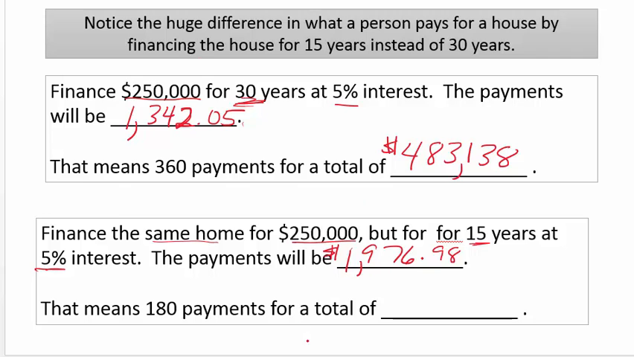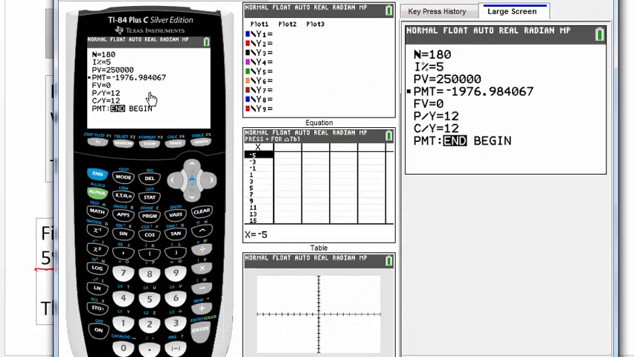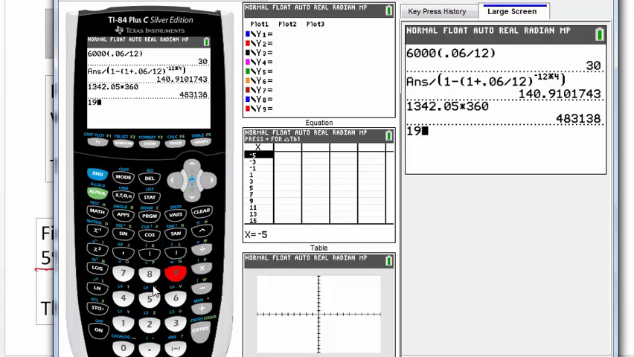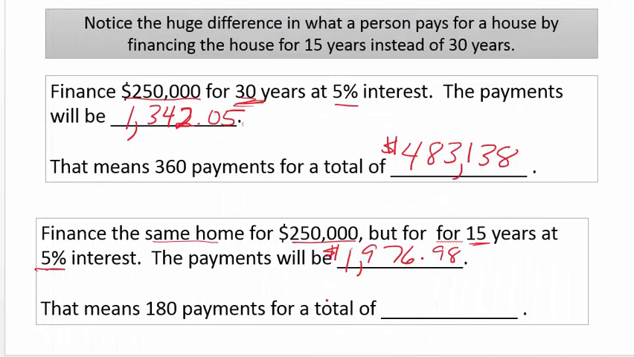Watch what happens to this. Now let's take that $1,976.98. Like I said, this might be one of the most important things I've taught you this year. Multiply that times 15 years, which is 180 payments, and we get $355,856. I have to keep saying it so I don't forget it.